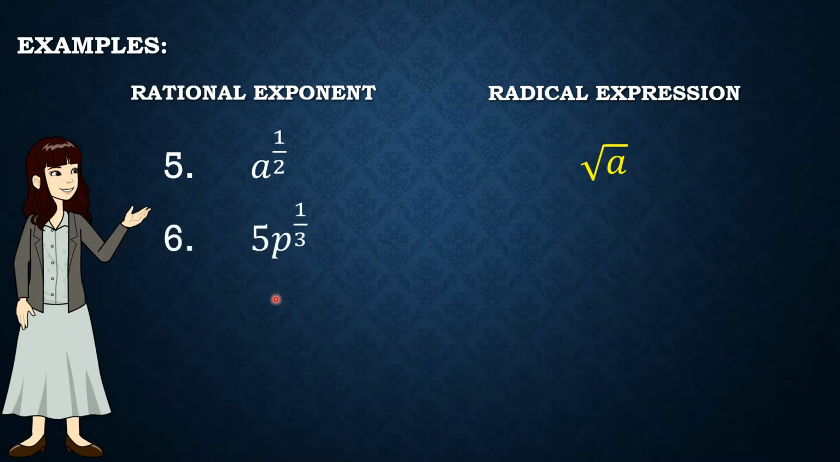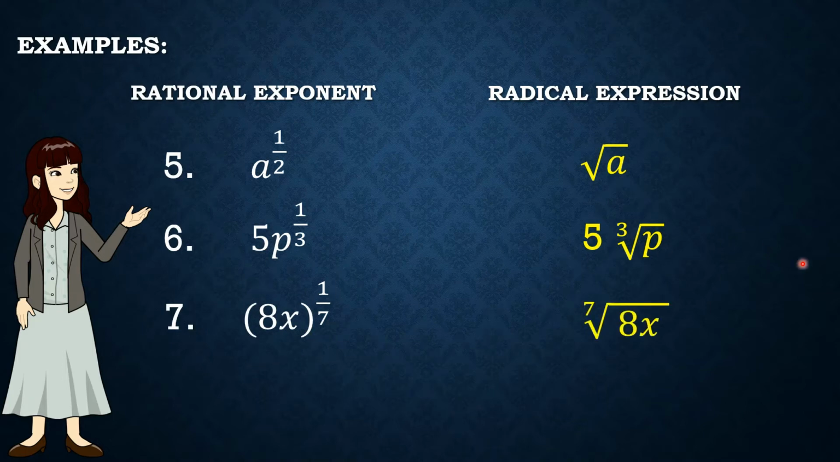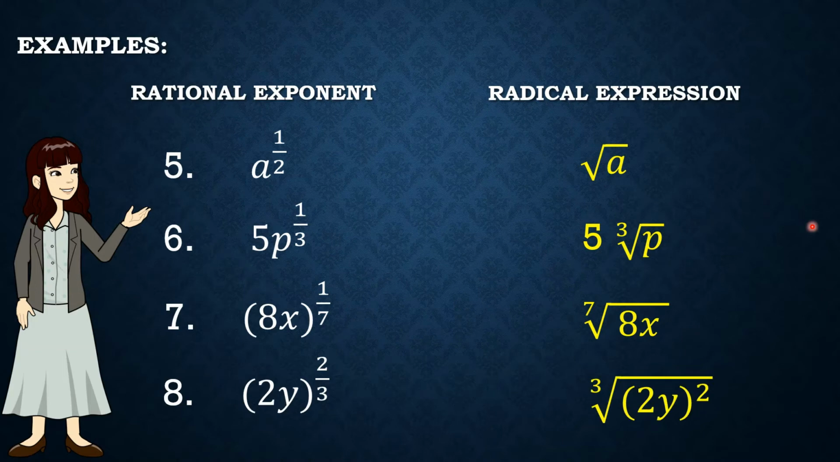Number 6, 5p raised to 1/3, written as 5 cube root of p. Number 7, the quantity 8x raised to 1 over 7, written as the 7th root of 8x. Number 8, the quantity 2y raised to 2 over 3, written as the cube root of the quantity 2y squared.